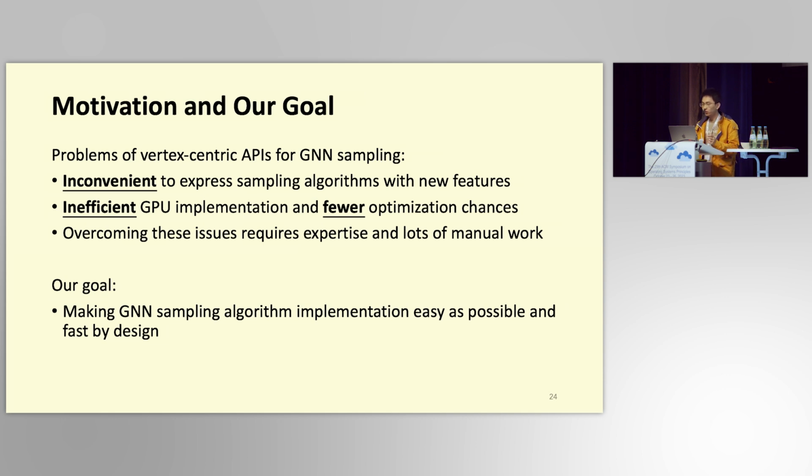All right, to recap, I just illustrated the limitations of applying the vertex-centric API for GNN sampling, which looks quite different from conventional sampling. Basically, we face two problems. First is programming expressiveness, and the second is implementation efficiency. To address these two issues without involving heavy manual work in the loop, we developed our new framework to make GNN sampling algorithm implementation as easy as possible and fast by design.